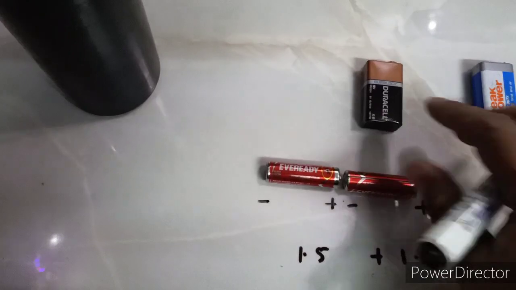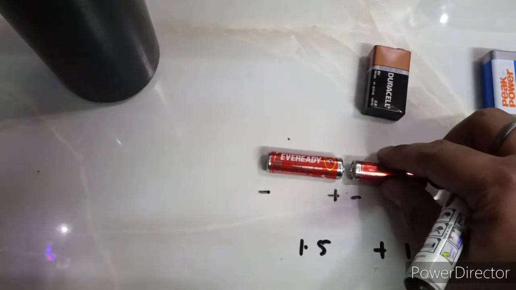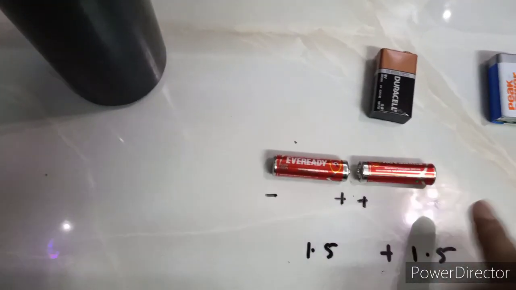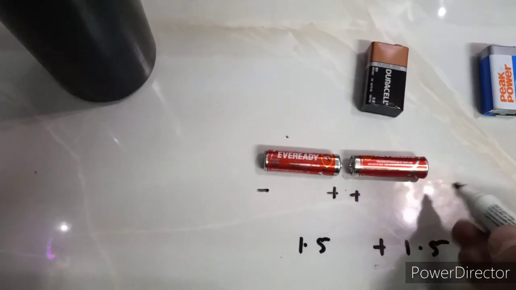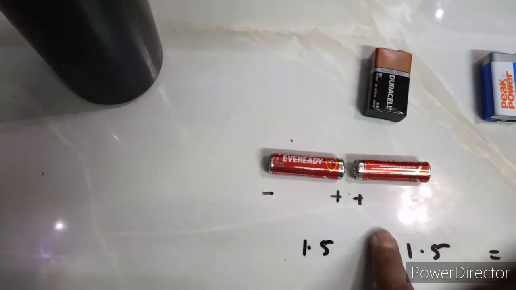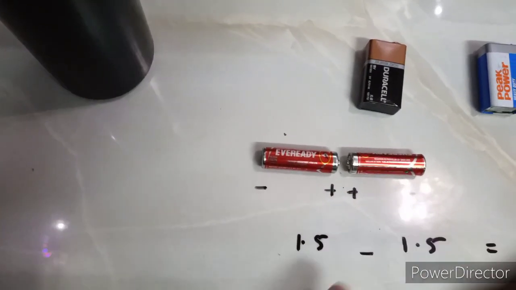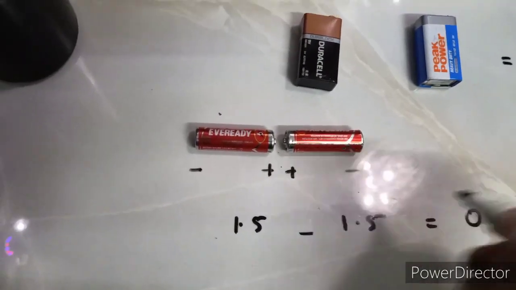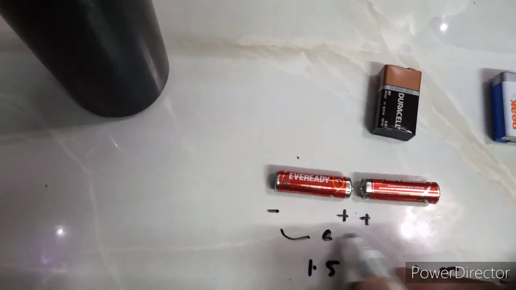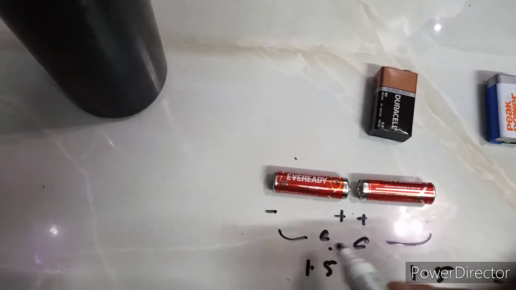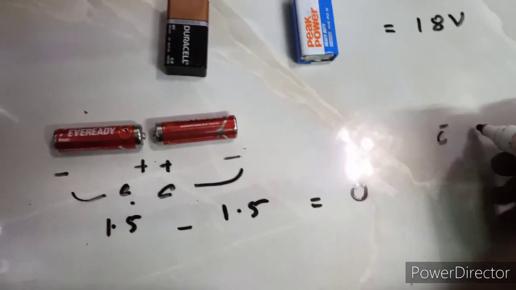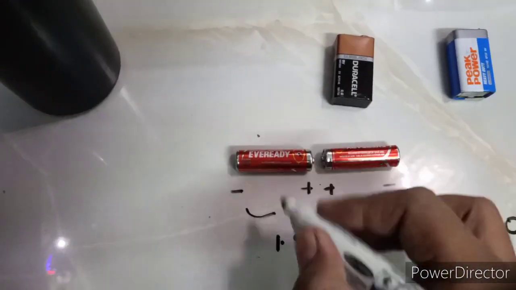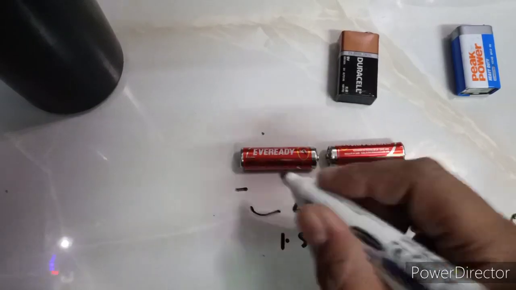When you connect it in reverse like this, what will happen? This is positive to positive, and this becomes negative here, and we have negative. 1.5 minus 1.5 is 0. So here the electrons flow from here and the electrons flow from here. So what will happen? Collision of electrons, by which it heats up due to the heating effect of friction.